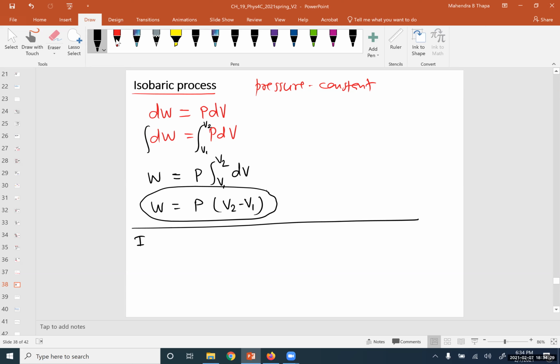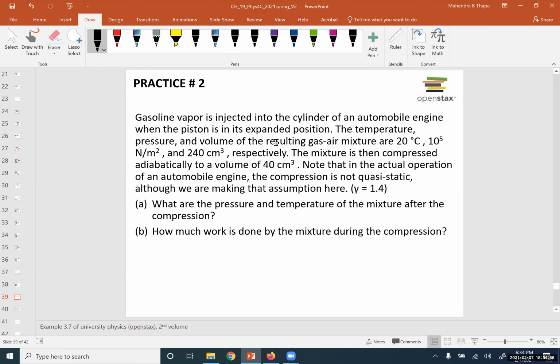For the isochoric process, your V is constant. If V is constant, then dW equals PdV means there will be zero work done. Okay. If you understand up to this point, you can solve this problem. So you have to use the equations that you know up to this point. Then you can get the answer for A and B.